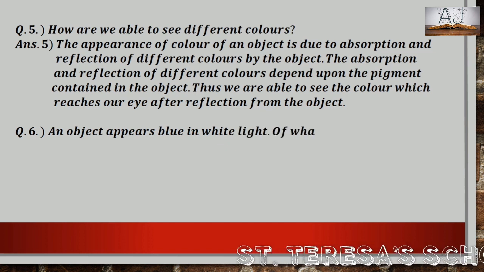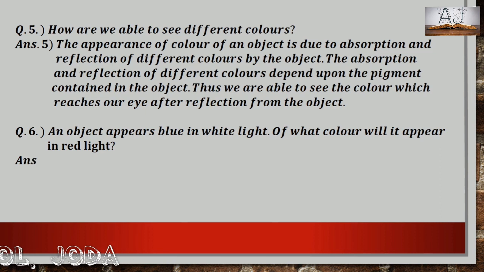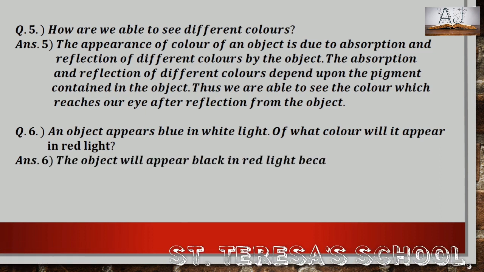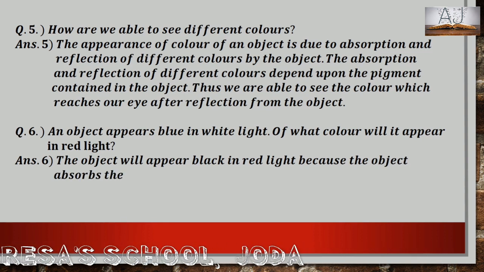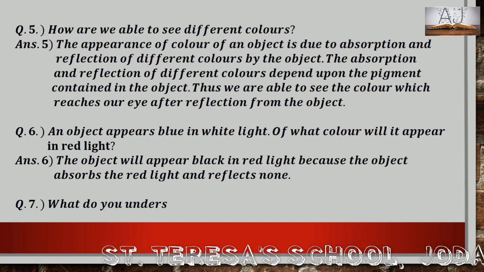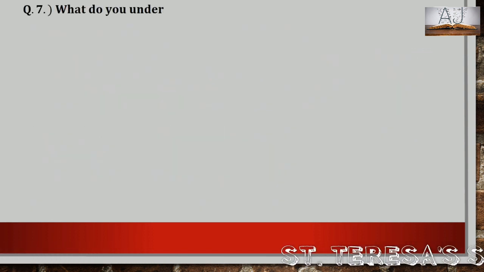Now question number 6. An object appears blue in white light. Of what color will it appear in red light? Oh, it appears blue in white light. It's easy. The object will appear black in red light because the object absorbs the red light, we know, and it reflects nothing because it is not capable of reflecting this color. It's capable only of reflecting blue color. Okay. Now let us see the next question.